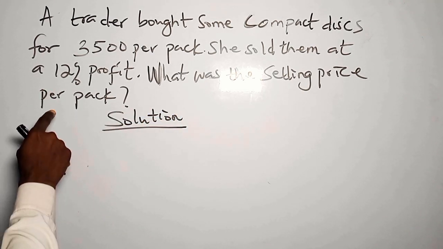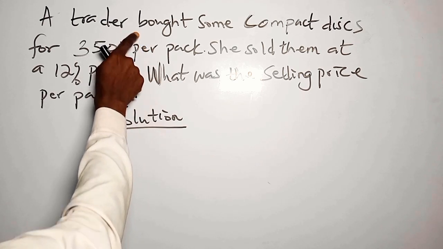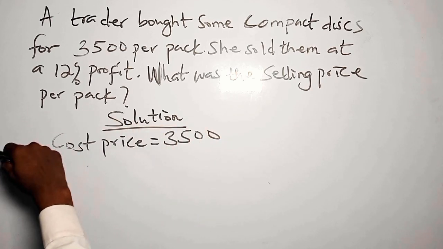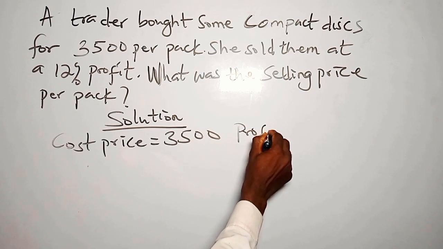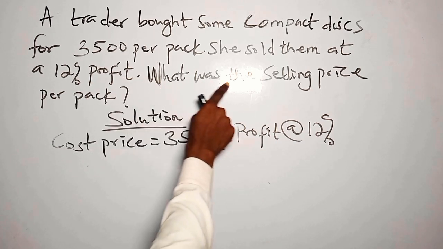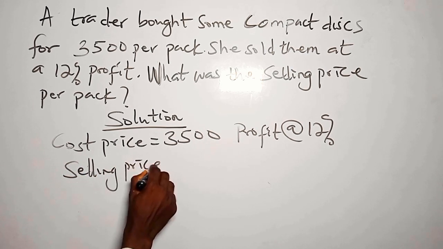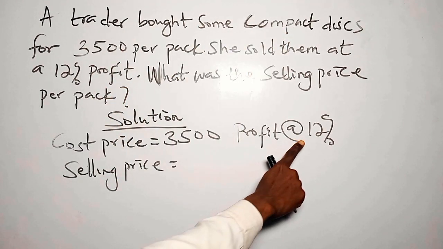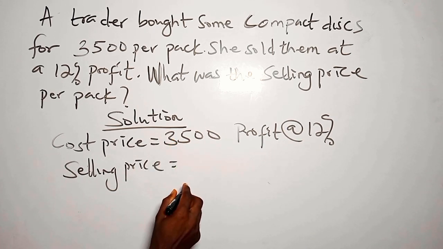When we look at this question, a trader bought some compact discs for 3,500 per pack. Bought, that is the cost price, so the cost price is 3,500 per pack, and she sold them at 12% profit. What was the selling price per pack? So we have to determine the selling price. How much did she actually sell these compact discs for to make 12% profit? So what do we do? We apply this to this. That is step one.